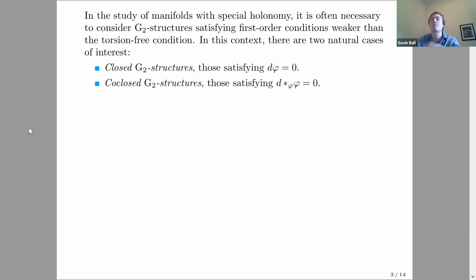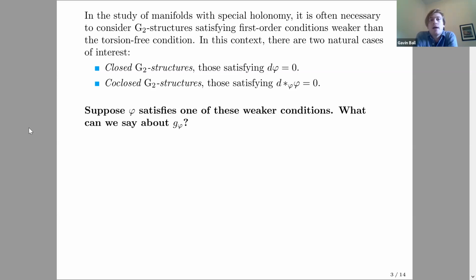These two families of conditions intersect at the torsion-free condition, but otherwise they have somewhat different flavors, I would say. But the techniques that I'm going to talk about are potentially applicable to both. The question that I'm interested in for the first part of the talk, and then the second part of the talk is going to be a special case, is: suppose that our 3-form satisfies one of these weaker conditions. Is there anything interesting that you can say about the metric induced by the 3-form? I said when it satisfies both of these conditions, there's something very interesting you can say, but if you just want to relax it, is there something we can say?